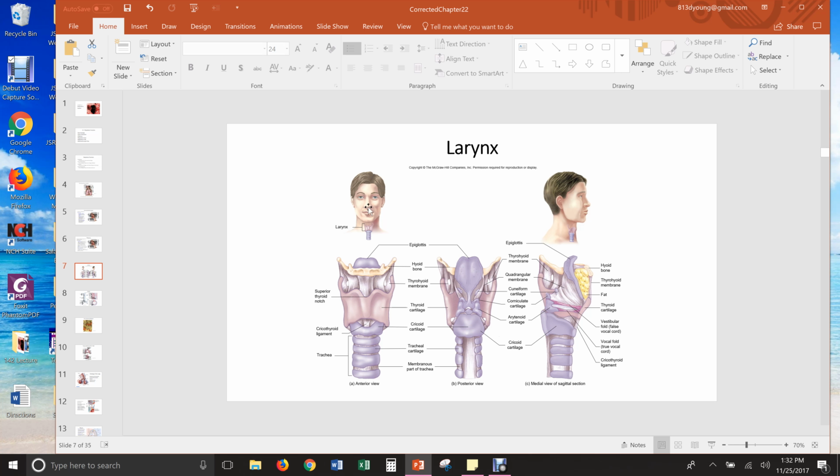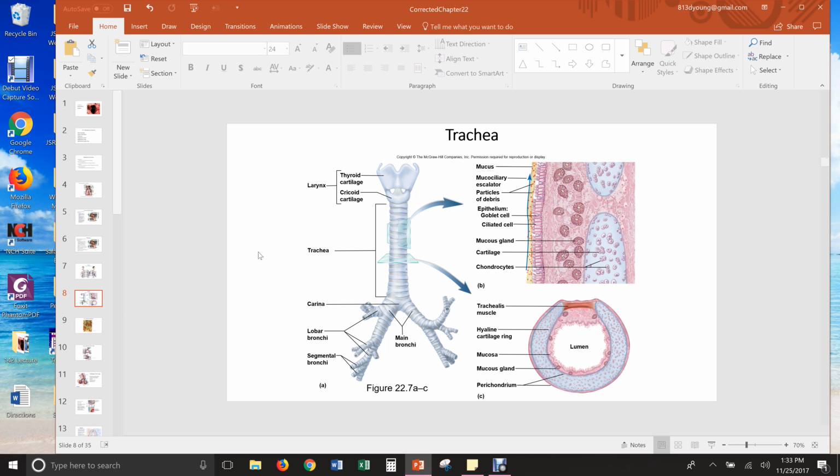We're going to find that the larynx is also lined with the pseudostratified ciliated columnar epithelium with the mucus lining, because once again we're trying to trap debris and keep it out of the lungs.